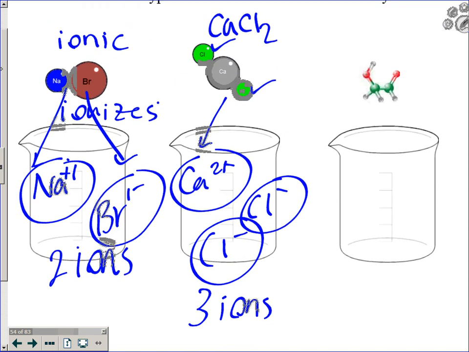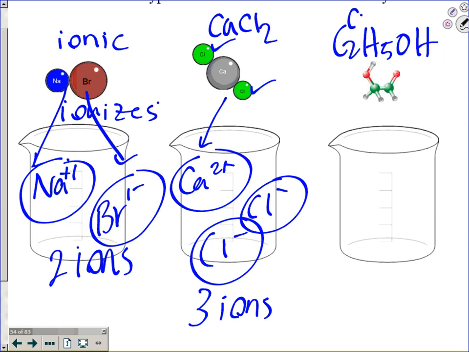Okay, and then we have ethanol, C2H5OH. What kind of compound is it? Ionic, yeah or nay? Why are we saying no? Because there's no metals. So there's a carbon, there's a hydrogen, which is not an alkali metal, he's just living over there in the corner, and an oxygen. So non-metal, non-metal, non-metal. This is a covalent compound, good.